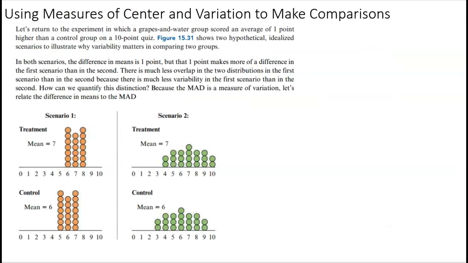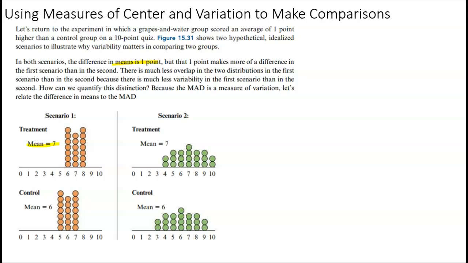So let's return to that exploration. In both scenarios, the difference in the mean was 1 point, but that 1 point makes more of a difference in the first scenario than the second. There is much less overlap in the two distributions in the first scenario than in the second because there is much less variability in the first scenario. So how can we quantify this distinction? Because the MAD is a measure of variation, let's relate the difference in the means to the MAD.